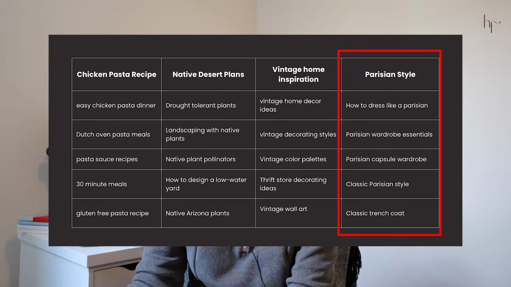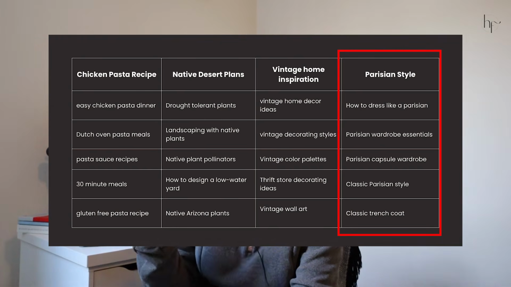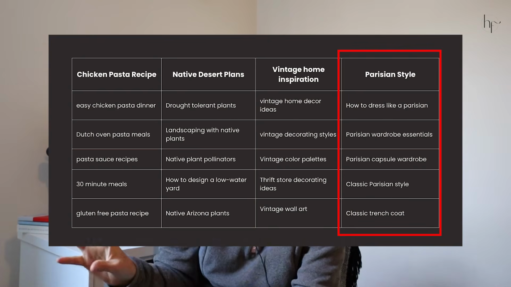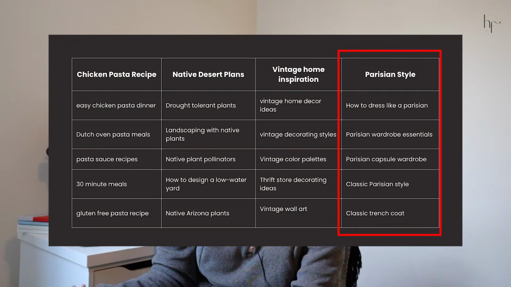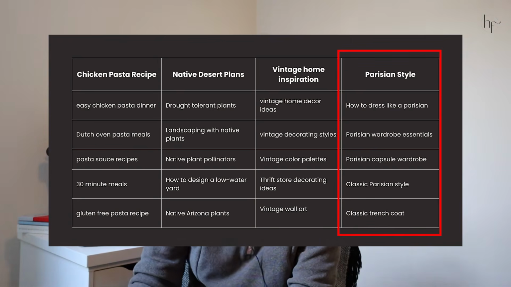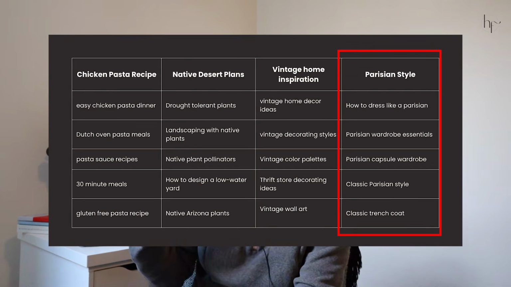And then the last one is Parisian style, so how to dress like a Parisian, wardrobe essentials. If someone is looking for something Parisian, they might be looking for something very specific versus something that's more French. So they might be looking for a Parisian capsule wardrobe, classic Parisian style, or they might just be looking for something as simple as a classic trench coat, not knowing that they're actually looking for something French, but that's ultimately where the road leads them, right?